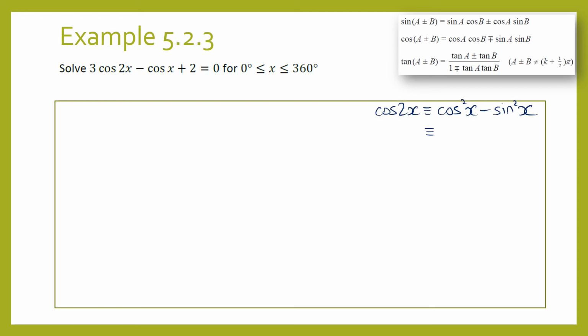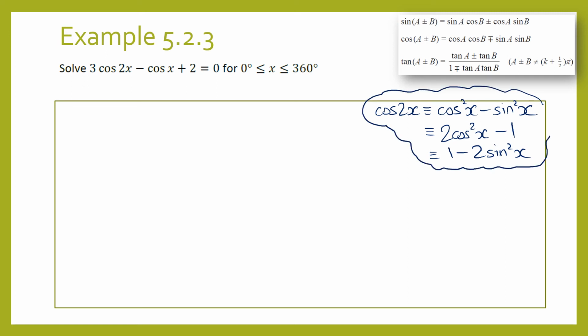So we've got cos squared x, take away sine squared x. That's one of the three versions. We've also got 2 cos squared x, take away 1. And we've got 1 take away 2 sine squared x. In section 5.1 we learned where these come from and how to derive them, but you do need to memorize these for speed and fluency in the exam.